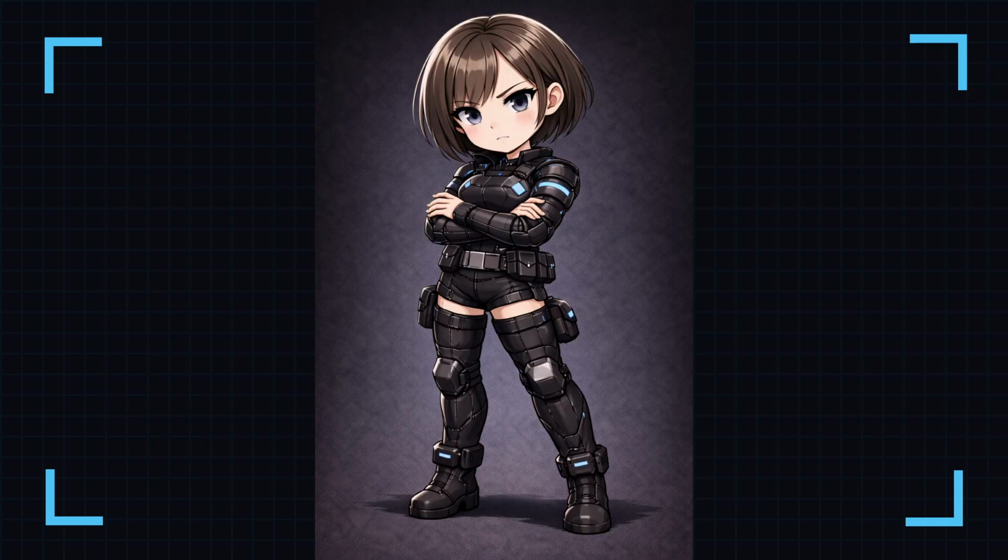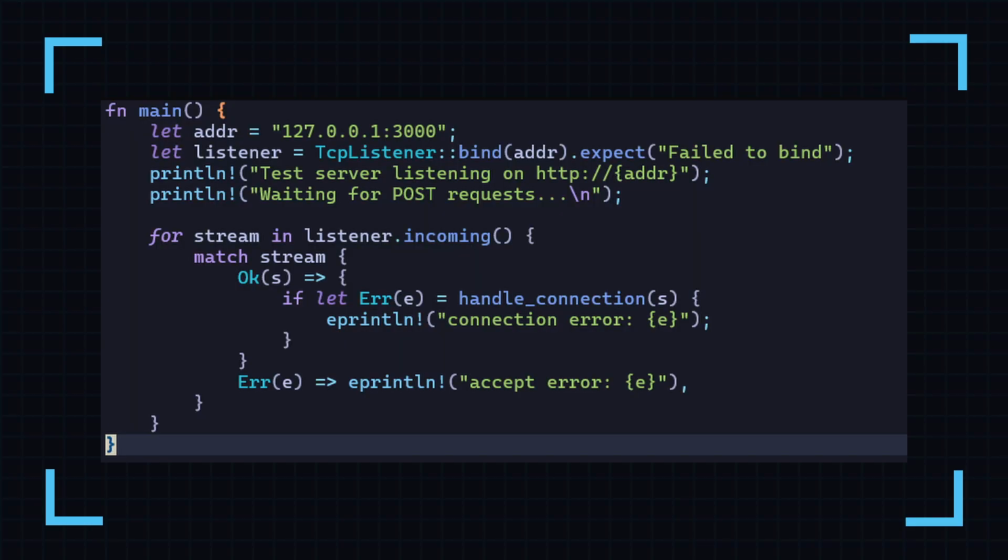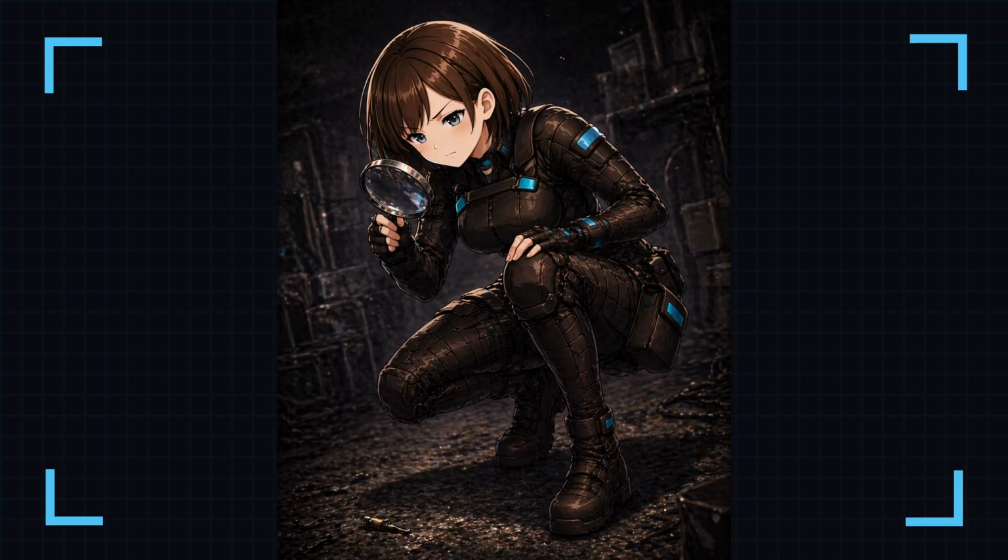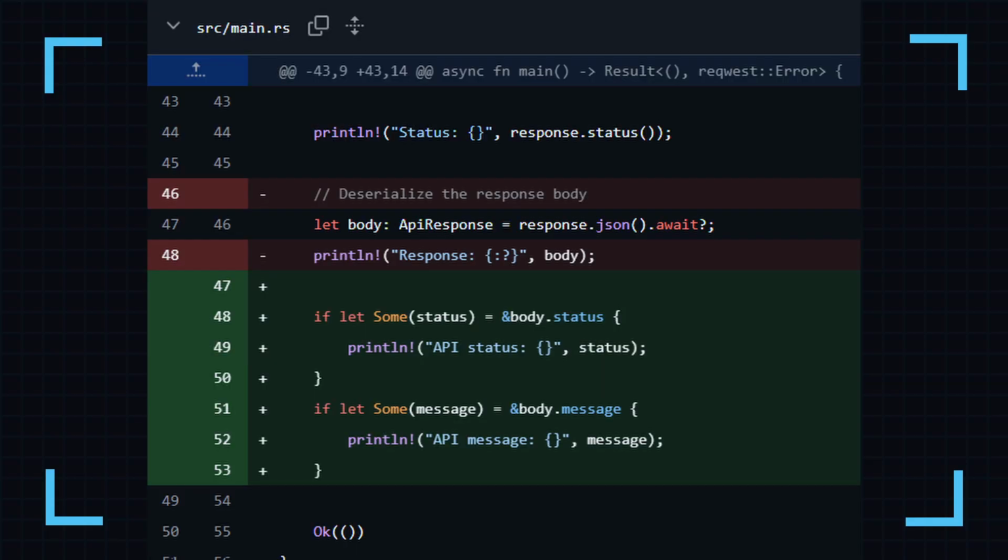So I changed this in my server to log connection errors instead of panicking. One thing I noticed when looking over the code was that the status and the response message never actually printed to the terminal on the client side, so I went back and added that in for clarity.